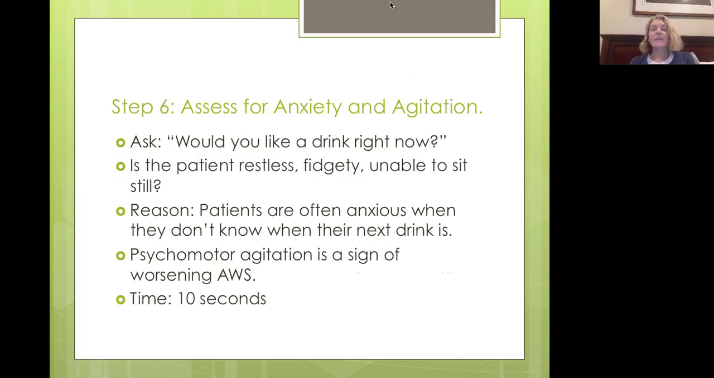Step 6, and now we're going right down the CIWA flow sheet. So when you're seeing the patient, you have your flow sheet with you and you are just following the steps. You're following every single question down the sheet. So step 6 is assess for anxiety and agitation. If I'm not sure if a patient is feeling anxious, many times they'll report to you, I feel very anxious, so that's usually an easy one.